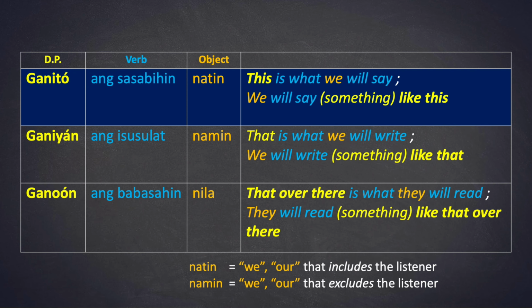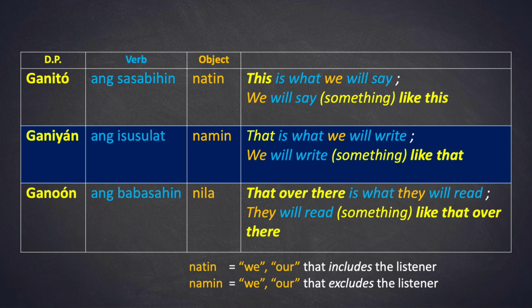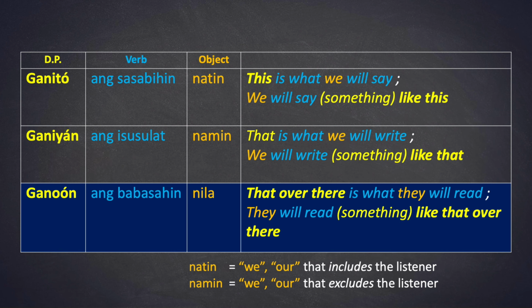Ganito ang sasabihin natin. This is what we will say. Or, we will say something like this. Ganiyan ang isusulat namin. That is what we will write. Or, we will write something like that. Ganoon ang babasahin nila. That over there is what they will read. Or, they will read something like that over there.